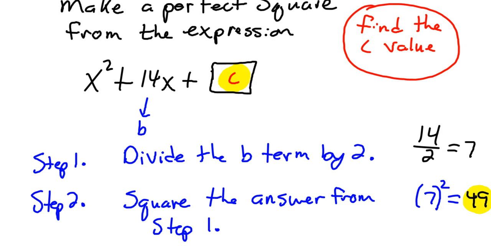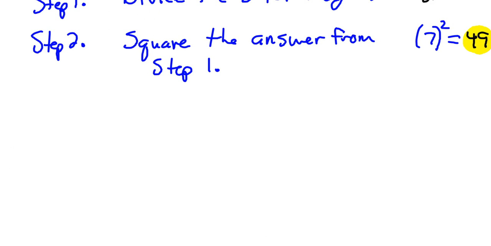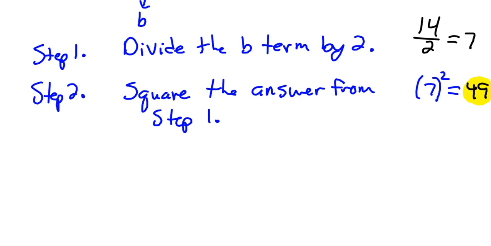Now again, for what we're going to do, they're not going to have that as a C value. They're just going to have that as an empty box. So that would be the number that you're looking for. Now, here's the whole reason why they do this, and here's why they're getting this thing set up. If you had this 49 inside the box right here, you would have x squared plus 14x plus 49.